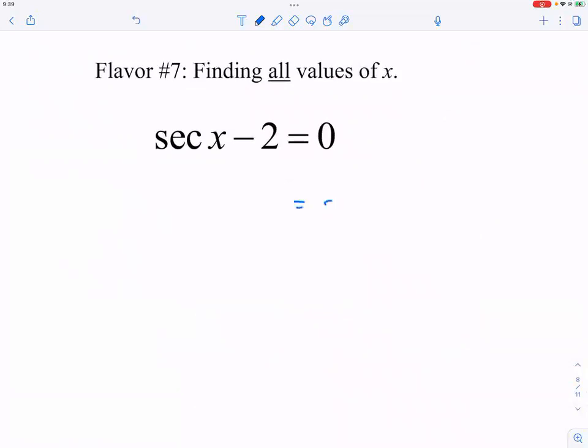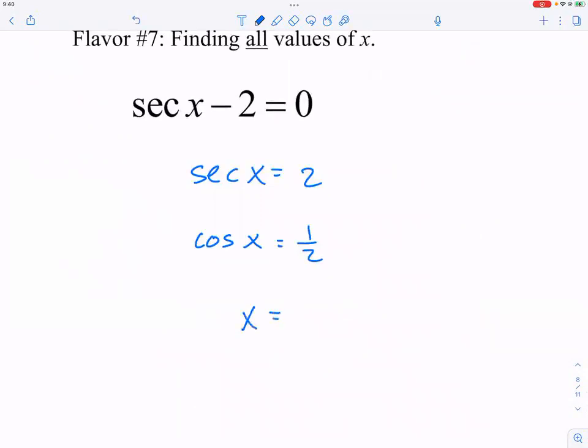So we have secant x equals 2. And as you know, I don't like secant, so I'm going to go ahead and change this to cosine x equals 1/2. Just do the reciprocal. So x is equal to pi over 3, and x could also equal 5 pi over 3. That's just from 0 to 2 pi, but we want all values.